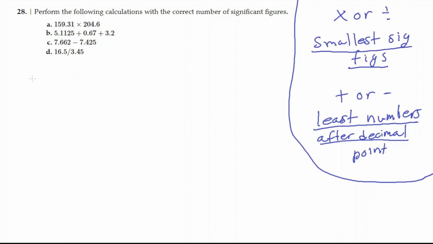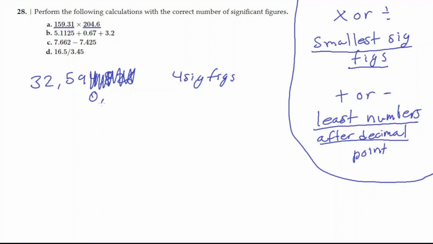So we have 159.31 times 204.6. If we multiply that out, we're going to get 32,594.826. But we want the answer to have the same number of sig figs as the smallest sig fig number. In here, 159.31 has 5 sig figs, and 204.6 has 4 sig figs. So we want our final answer to have 4 sig figs. What we need to do is cut this down to 4 sig figs, which means everything past the 9 here would be irrelevant to us, so that would just be 0.